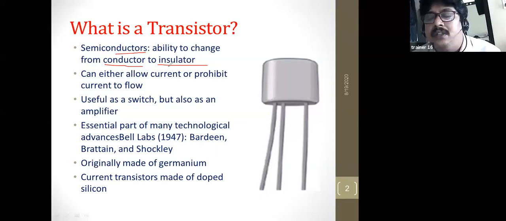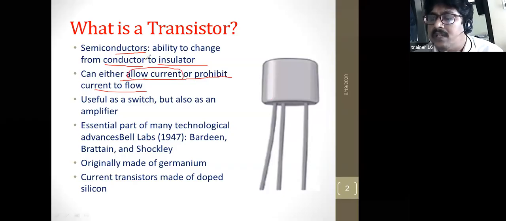Actually, a semiconductor has partial conduction. But in this BJT transistor, in one form there is full conduction of electrons, and in another form there is a negligible flow of electrons. We'll discuss this in the next slide. It can either allow current or prohibit current flow. In other words, the transistor simply regulates the current: it allows the current or prohibits the current flow.